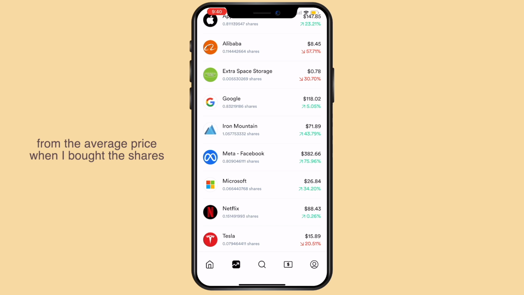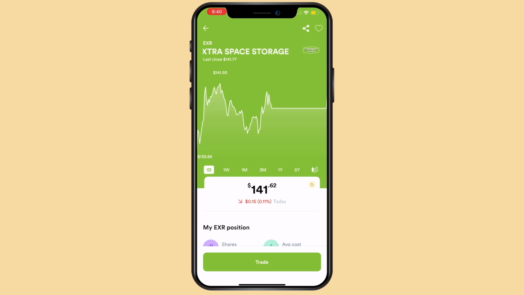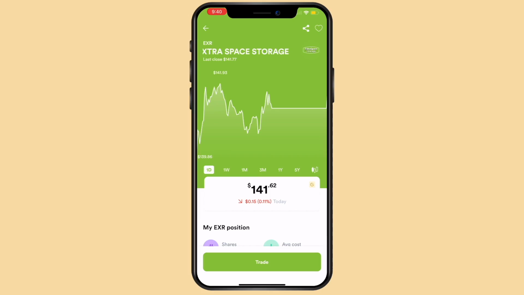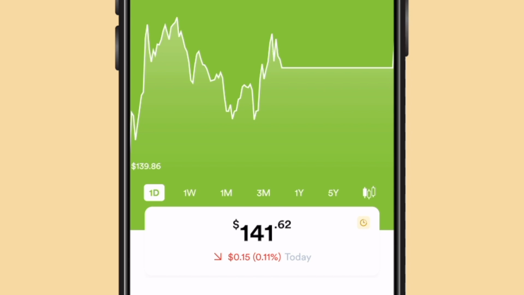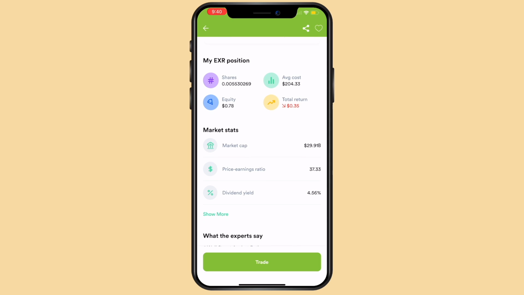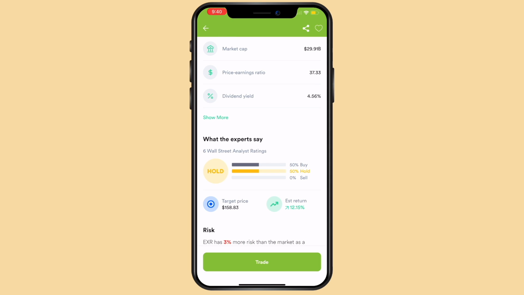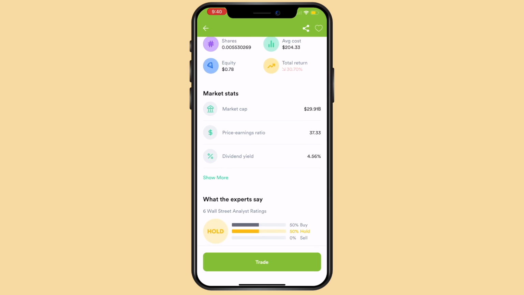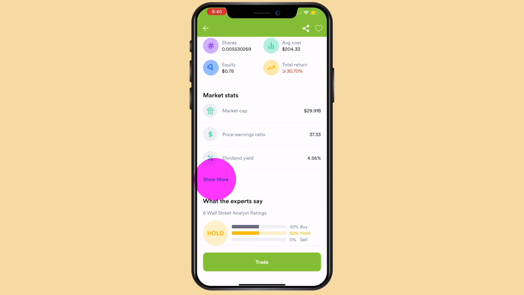Let's start with Extra Space Storage. This stock is a REIT or a real estate investment trust. By the way, if you want to know more about REITs, you can check my video over here. Maganda din siyang type of investment. Okay, so back to Extra Space Storage. It's the largest self-storage management in the US. So ito yung current price niya in the market. Then ito yung details of our shares. Dito muna tayo sa market stats, then show more.